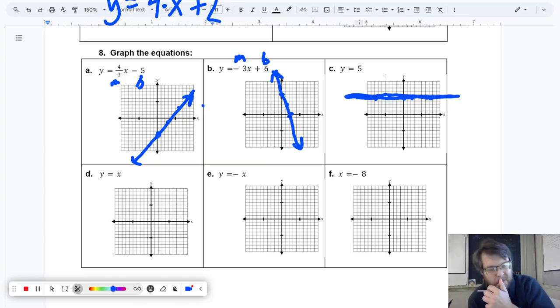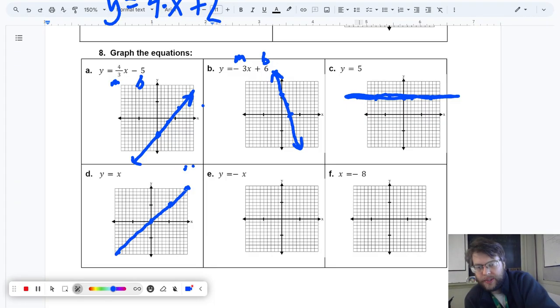Look at part D. Part D says y equals x. Well, I know that if I go to this point, the y value is 0 and so is the x value. I know that right here, the y value is 5 and so is the x value. I know right here, both the y and the x equal 10. Every point along this 45-degree angled line has a y value that's equal to the x value.